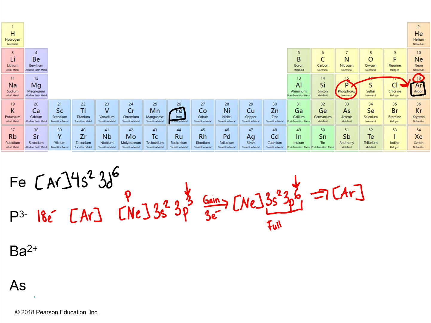Oh, I don't have all of these on here. I thought I put enough periodic table. So barium, that is in period 6. And it is a positive ion, which means it is going to lose electrons. So it's going to look like the noble gas in the previous period.